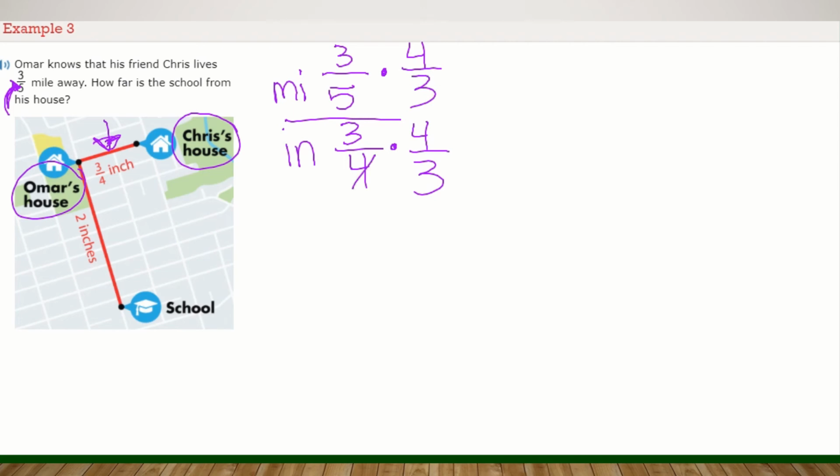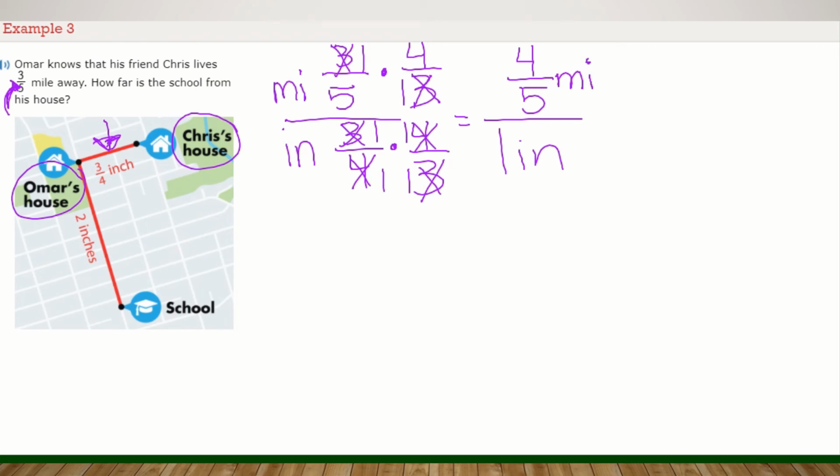Now I'm going to cross simplify my denominator. I know everything simplifies to 1, and I'm left with 1 inch in my denominator. Now I'm going to see if I can cross simplify my numerator. Well, I know 3 and 3 are both divisible by 3, and they equal 1. Now I cannot cross simplify 4 and 5, so now I'm just going to multiply straight across. Well, 1 times 4 is 4, and 5 times 1 is 5, and I'm left with miles. So this lets me know 1 inch is actually equivalent to 4/5 miles.